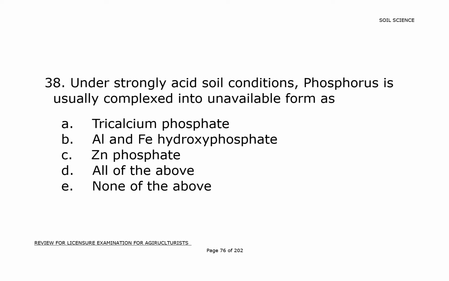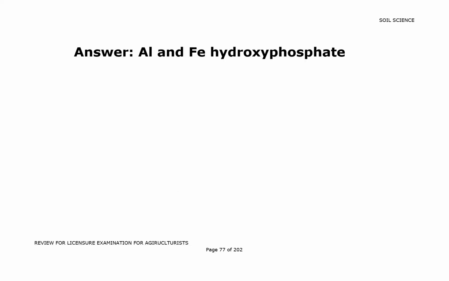Number 38. Under strongly acid soil conditions, phosphorus is usually complexed into an unavailable form as A. Calcium phosphate. B. Al and Fe hydroxyphosphate. C. Zn phosphate. D. All of the above. Or E. None of the above. The answer is Al and Fe hydroxyphosphate.